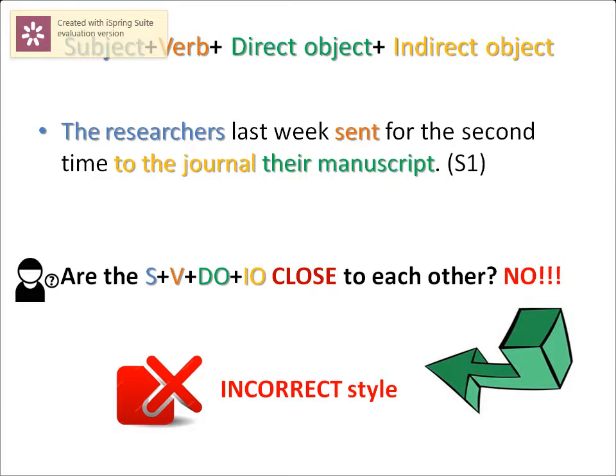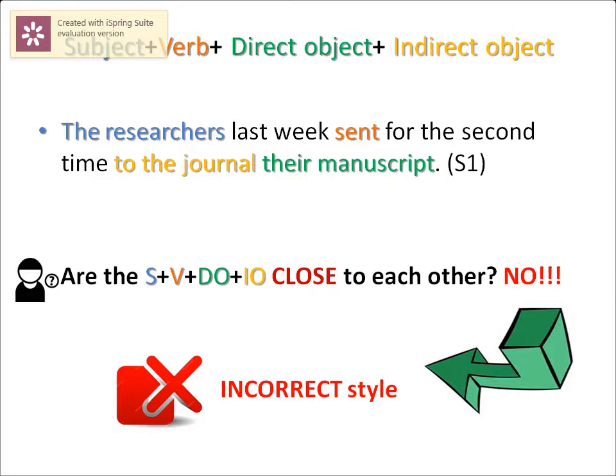Now let's analyze the incorrect sentence. The researchers last week sent for the second time to the journal their manuscript. The subject is the researchers. Normally, the verb should come after the subject. The verb is sent, past form of to send. The verb is not close to the subject. This is the first error. Normally, the reader is waiting for the direct object.